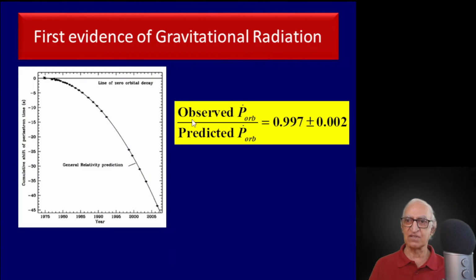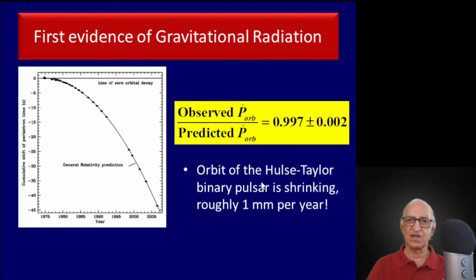So the observed change in the orbital period divided by the predicted change was 0.997 plus or minus 0.002. Spectacular confirmation of general relativity. Now, it is stunning to know that the orbit of the binary pulsar is decreasing by 1 millimeter every year. So we can imagine over 10 to the power 8 or 10 to the power 9 years how much the orbit will shrink.